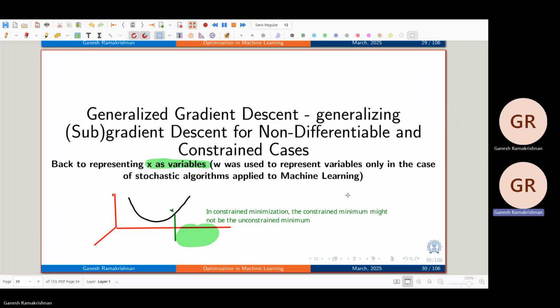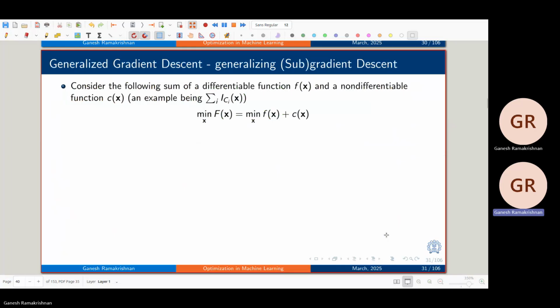I put a constraint that my norm of W should not exceed some threshold. Can I do better? There are very, very nice techniques, right? So that's what brings us to generalized gradient descent: generalizing subgradient descent for non-differentiable and constraint cases. And we'll go back to our old notation, which is X as variables, not W as variables, right? And the setting here is going to be this. I will stop at this slide. And you should also think a bit, right? If you have a differentiable function F and a non-differentiable function C, okay, what can you do?